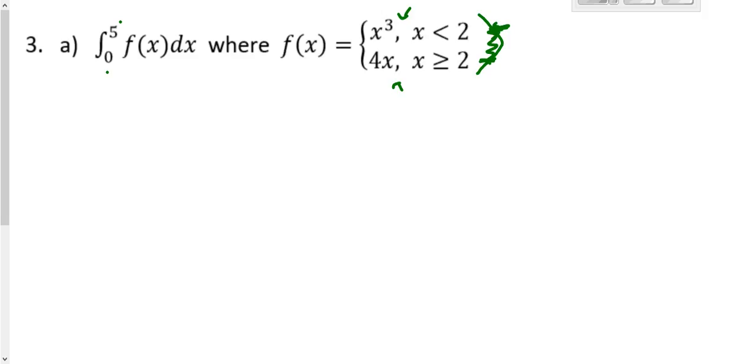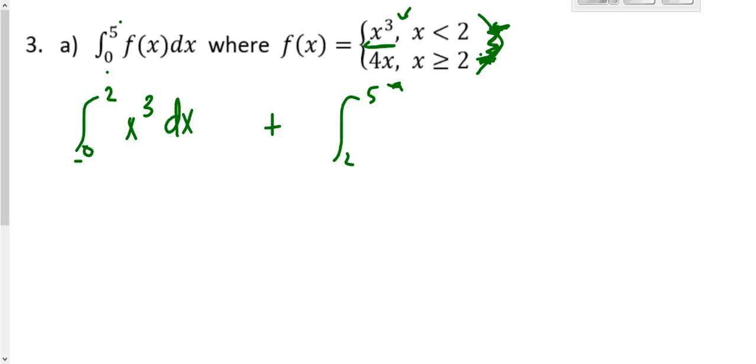We're going to have to split it up at 2 because that's where this graph changes what equation it's related to. So in order to write the integral from 0 to 5, we're going to have to write an integral from 0 to 2 and add an integral from 2 to 5. And that will give us the total from 0 to 5. Now before 2, our equation is x cubed. So we write x cubed dx, and that is how we write that integral. The second one, once we pass 2 and larger, our equation is 4x dx. And then we have to evaluate.